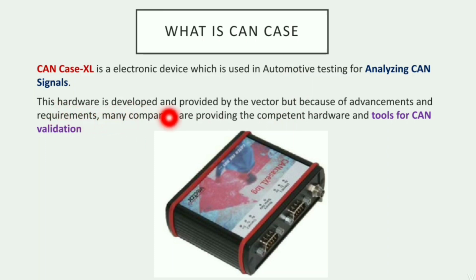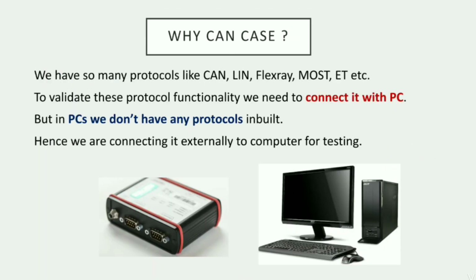This hardware is developed and provided by Vector, but because of advancements, not only Vector, many competitors have come up with their own hardware as well as their own tools. But Vector launched in the market a decade ago, so it is successful and trustworthy, even though it is so costly. Many companies have been coming up with new ideas and user-friendly features for analyzing CAN signals.